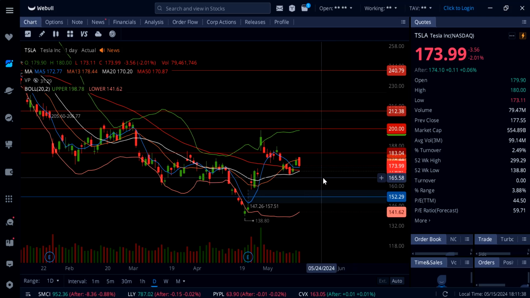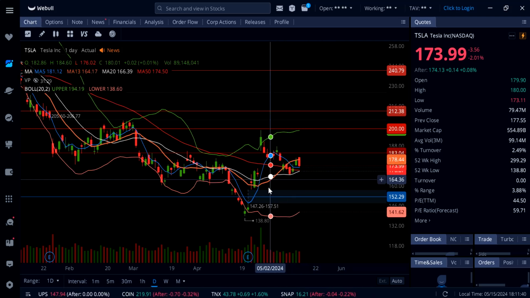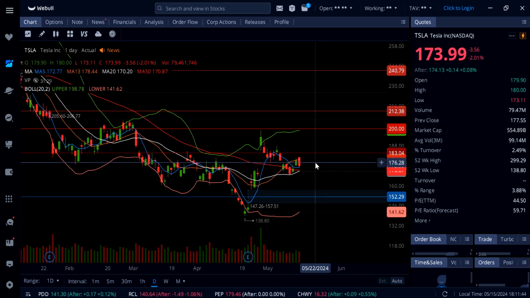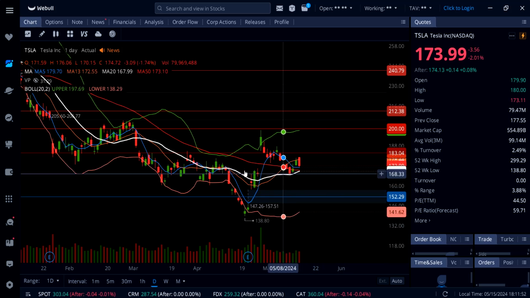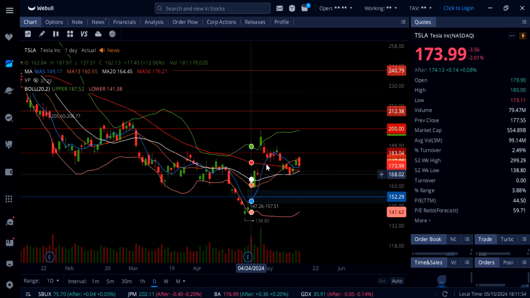So Tesla is kind of consolidating right here. We just need to get over 183, and that is when you're going to see another push all the way up to 200 on Tesla. Until then, watch the support at 173 and down here 170, these two moving averages right here, the 50 and 20 SMA.